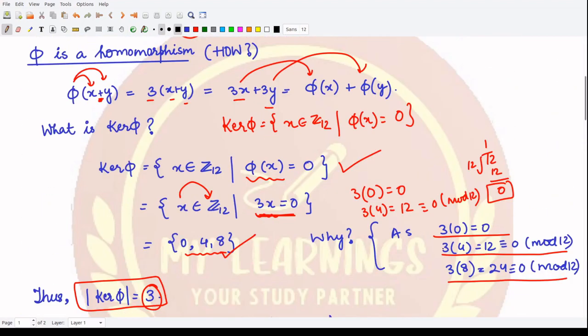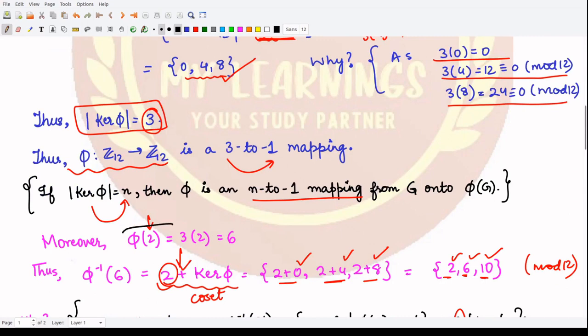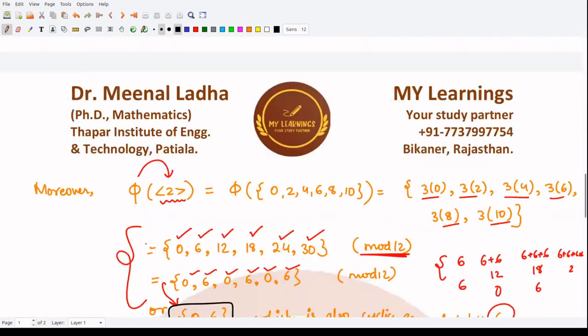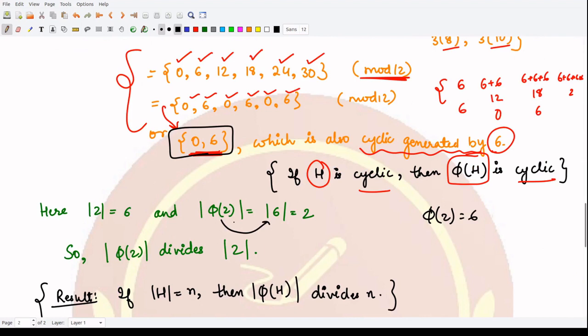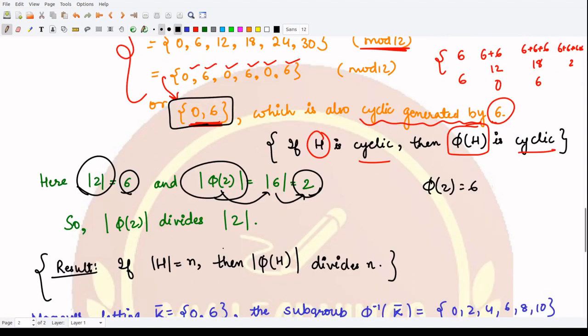From here we can check this out. Phi of 2 was 6, correct? Hence, the order here of the 6 is 2, as I've told you. So therefore, you see, this 2 divides 6. Hence, the order of phi of 2 divides the order of 2, right? And hence, we have also verified this result, that if the order of some subgroup h is n, then the order of phi of h divides the order of h, right? This is another result that we have verified here.